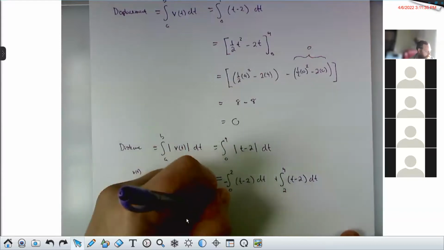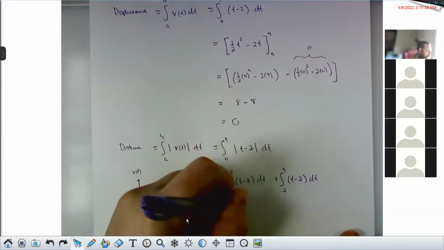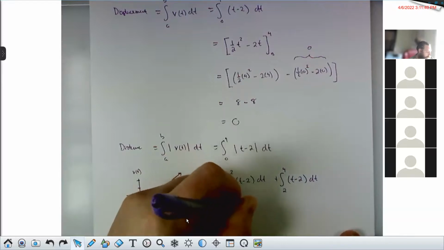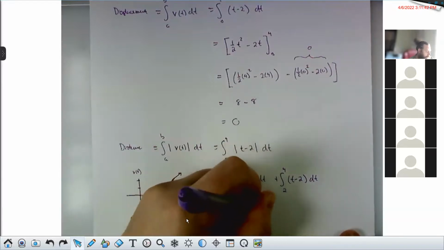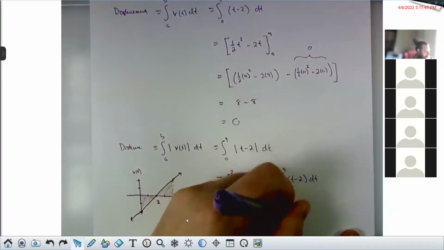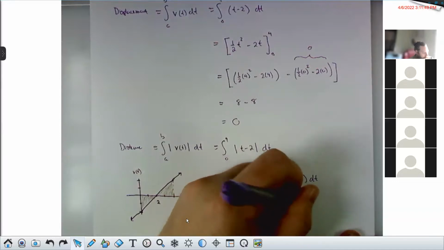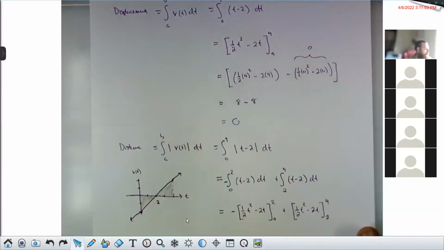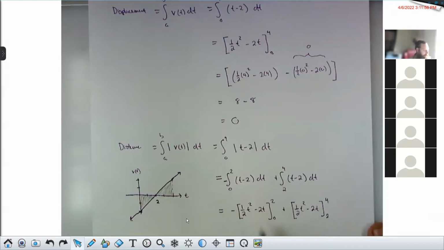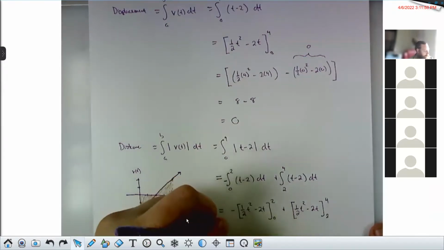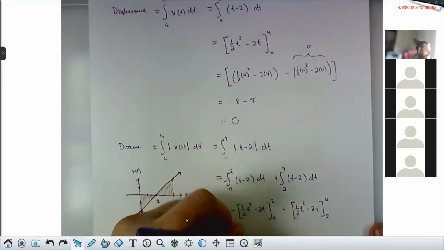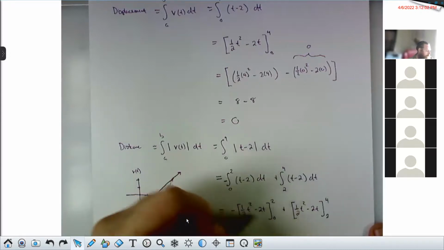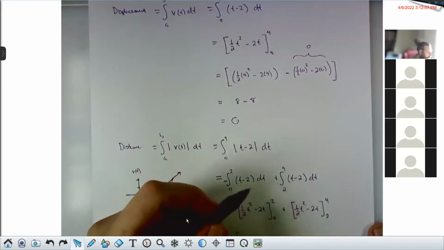Of course. Now I'll have negative 1/2 t squared minus 2t from 0 to 2 plus 1/2 t squared minus 2t from 2 to 4. And as we suspect from the picture, these are going to come out to the same number. When I plug in 0 here, I'm definitely going to get 0. So I'll just do the calculation when we plug in 2. We actually, did we do that already?